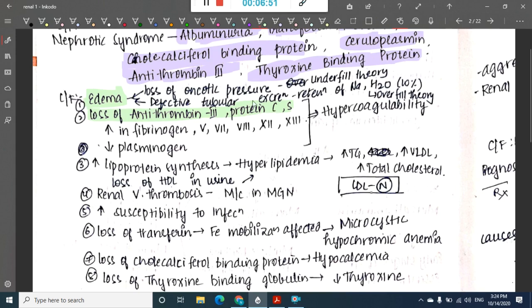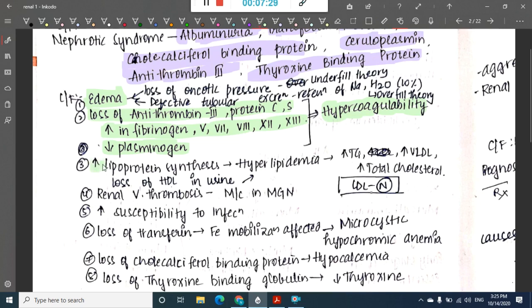Then there can also be an increase of some clotting factors like fibrinogen, factor 5, factor 7, factor 8, factor 12 and factor 13, and there is a decrease in plasminogen. So overall, by balancing all this, hypercoagulability is seen in nephrotic syndrome. Though there is loss of antithrombin 3, protein C and protein S which prevent thrombosis, still because of increased fibrinogen and coagulation factors, it causes hypercoagulability.